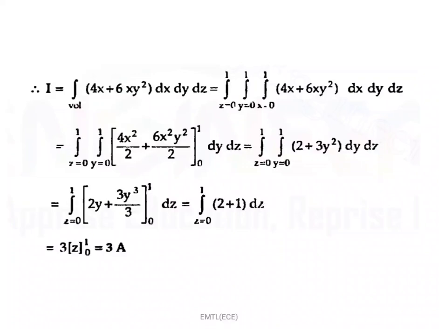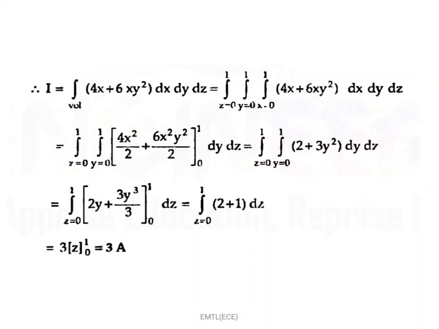So integral 2 plus 3y square. Now apply integration with respect to y. So here 2 is a constant. So the integral of the constant is 2y, and y square integration is y cube by 3. So that is 3y cube by 3.